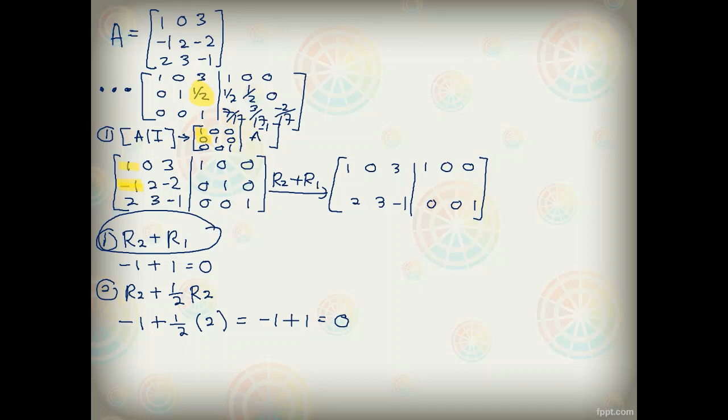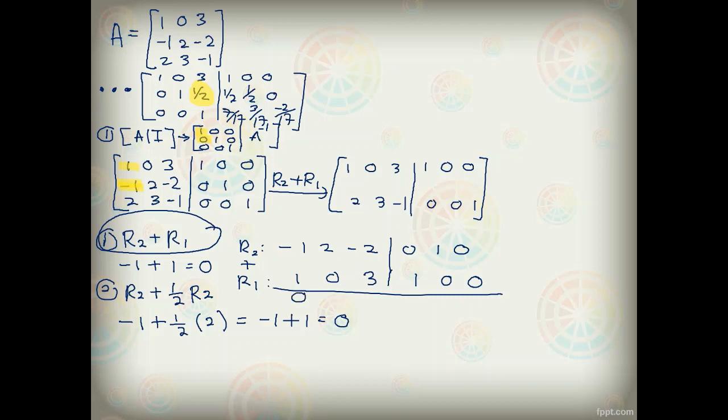Now you just concentrate on R2. What is R2? The whole row for R2 is minus 1, 2, minus 2, 0, 1, 0. And you add R1. What is R1? R1 is 1, 0, 3, 1, 0, 0. So perform the operation. Minus 1 plus 1, you get 0. 2 plus 0, you get 2. Minus 2 plus 3, you get 1. 0 plus 1 is 1. 1 plus 0 is 1. 0 plus 0 is 0. So this is your new R2.